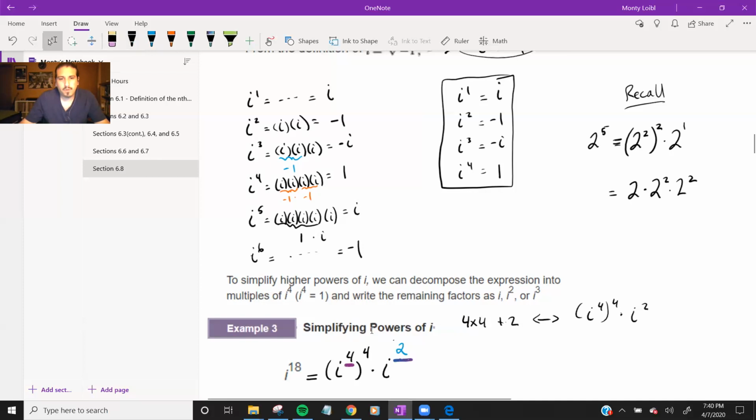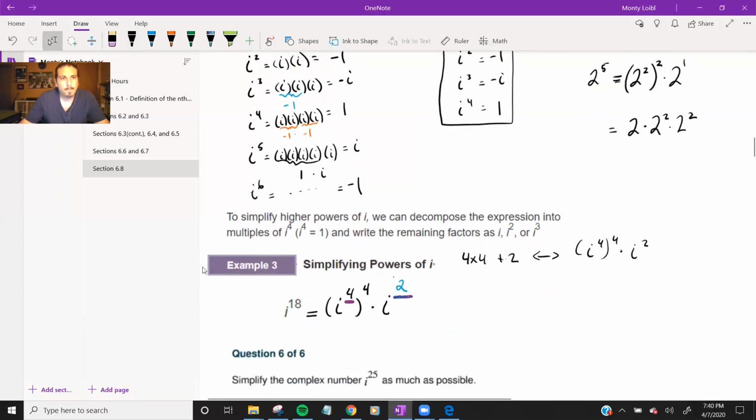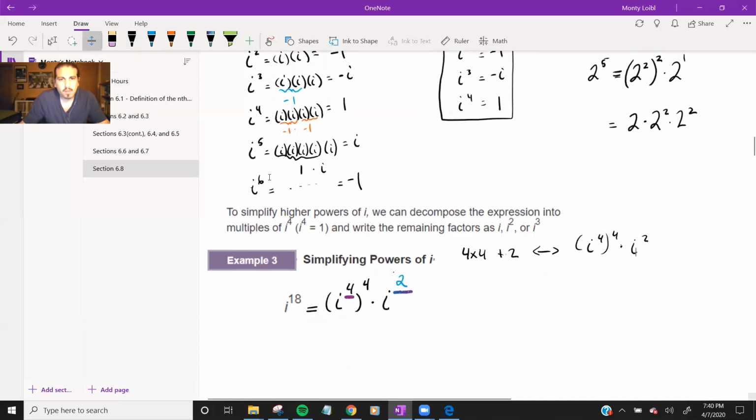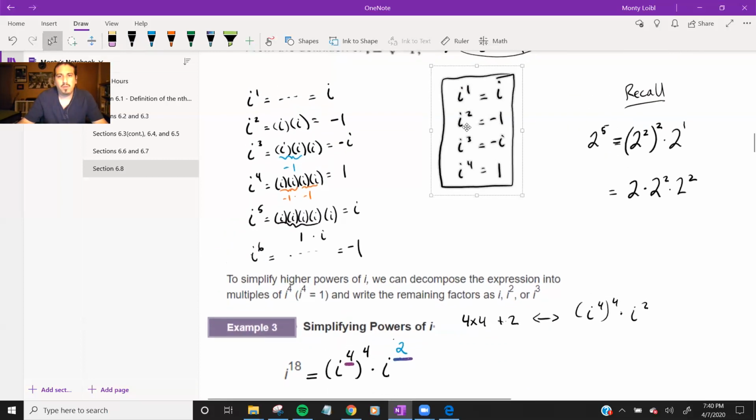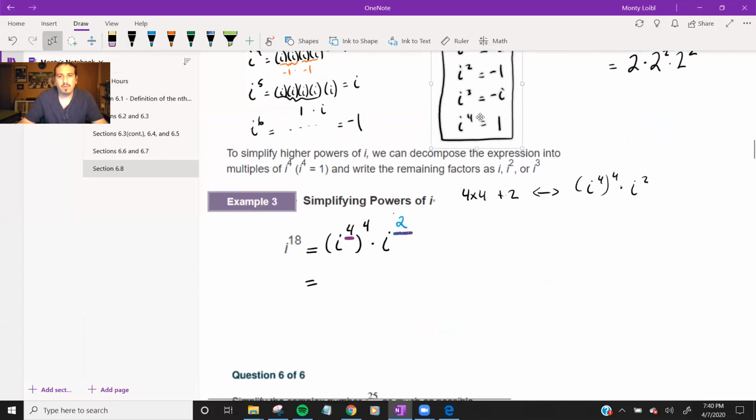Okay, so let me scroll down just a little bit more. Separate it. Okay, so now what we have here is i to the fourth is 1. I'm going to move this down just a little bit so we can see it a little easier.